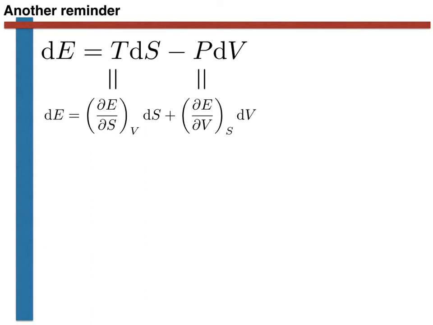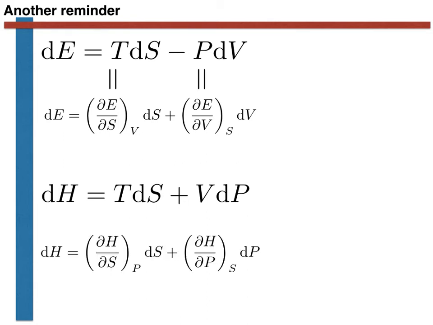We can do a similar trick with the infinitesimals that we obtain for our various thermodynamic potentials. Hence, for the enthalpy H, for example, we can write dH as either TdS plus VdP, or we can write it as partial H by partial S at constant P, dS, plus partial H by partial P at constant S, dP. Again, we can equate the coefficients in these two expressions.